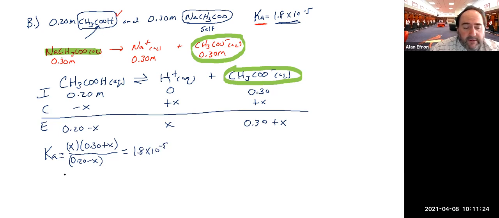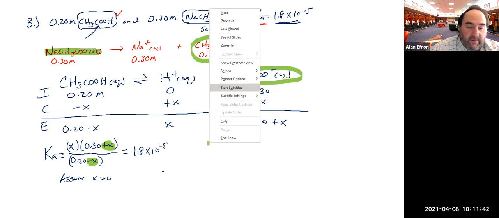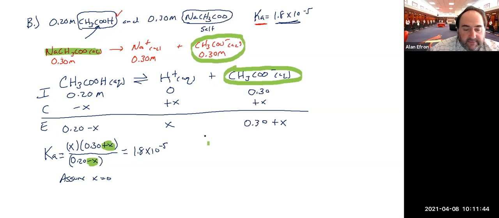At this point, we're going to assume that x is equal to 0. Again, a reminder that you can't get rid of all the x's, otherwise you have nothing to solve for. So just the x's we're adding to or subtracting from a number are the x's that we're going to get rid of. And when we do that, that reduces this down to basically x times 0.3 divided by 0.2, and that's going to equal 1.8 times 10 to the minus 5.